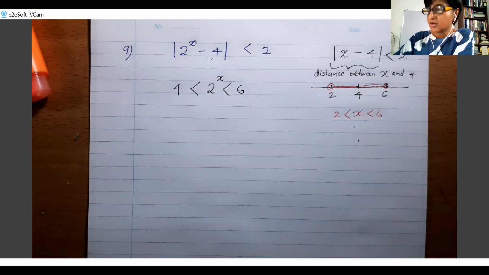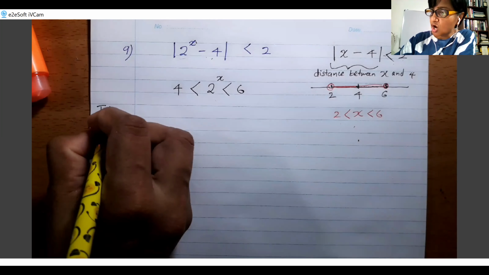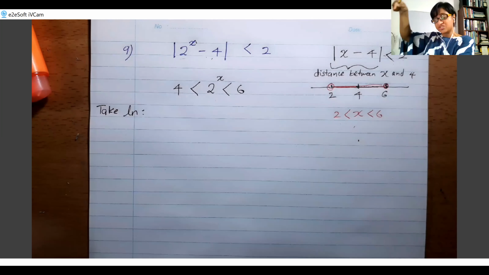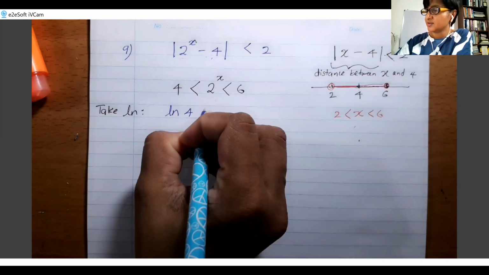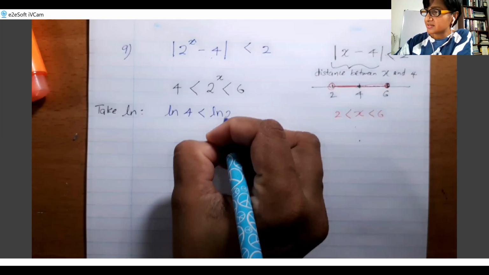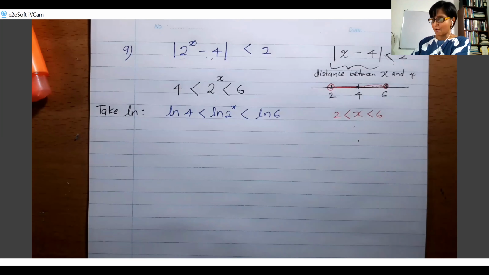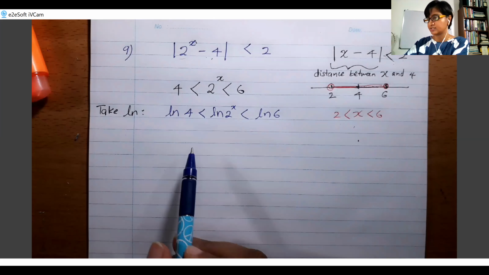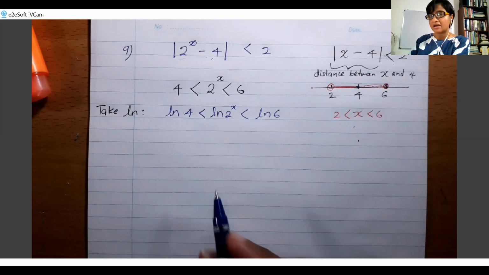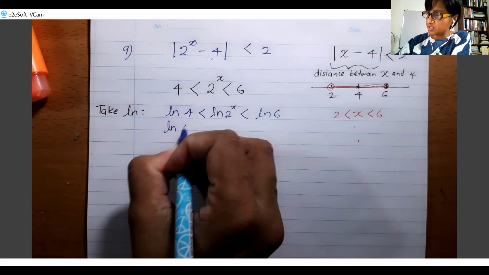Okay, so take log. We usually take ln, right? So let me write what I'm doing here. I'm taking ln on each thing. So that will give me ln 4, ln 2 to the power of x, ln 6. Now I'm not going to worry about what ln 4 and ln 6 are right now. I can do it in the end using the calculator. It's going to be some number. Ln 4 is a number, ln 6 is some number. Let me just write it as it is. Ln 4, and I'm going to simplify this middle expression.